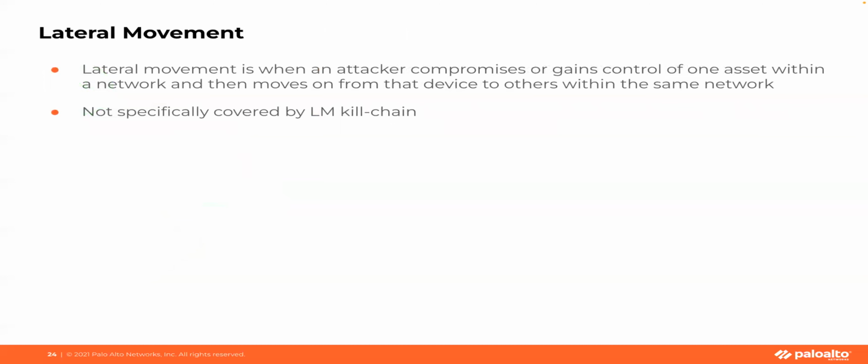One thing that's not covered by the Lockheed Martin kill chain is lateral movement. And this is something that also happens very often. Lateral movement happens when an attacker compromises or gains control of one asset in the network and then moves from that device to other devices in the same network.